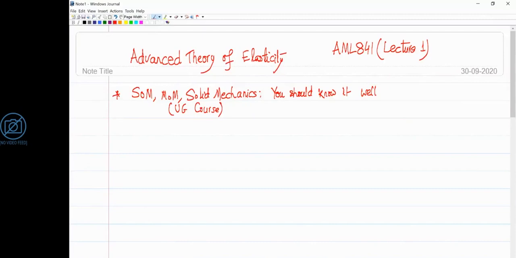Okay, then what are the reference books? So you don't have to buy any book. There are several online references available. Number one is this online link, solidmechanics.org. Can you open this site, solidmechanics.org? Just try to open it now. Yes, sir. By Professor Badal. Yes.